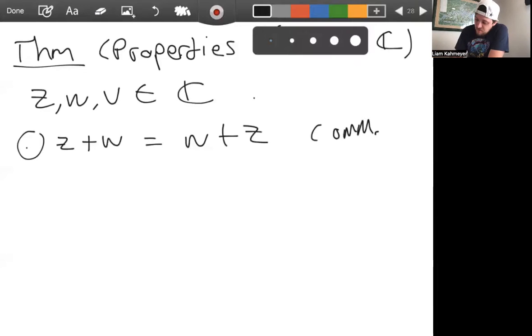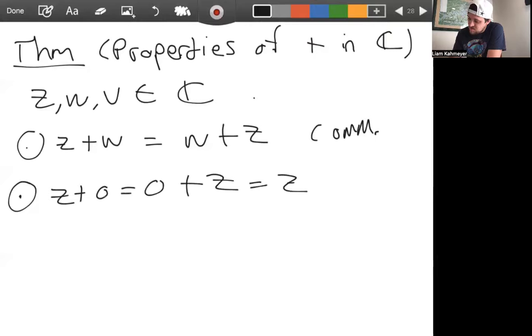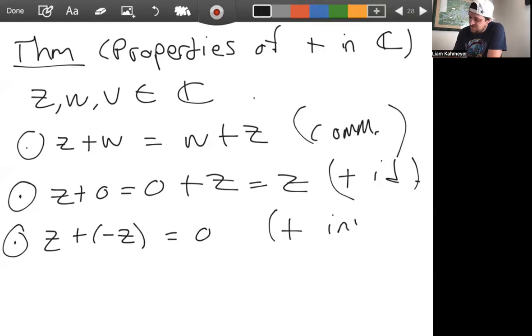What else do we have? We have the existence of an additive identity, meaning z plus 0 is 0 plus z. Well, that's just restating the commutativity. This is just z. This is the additive identity. We also have the existence of an additive inverse, and that's z plus negative 1 times z. This is 0. This is the additive inverse.